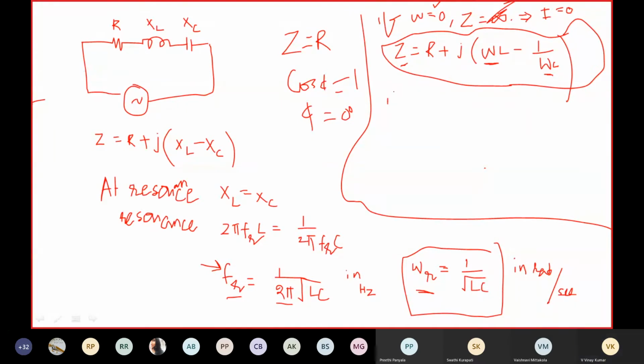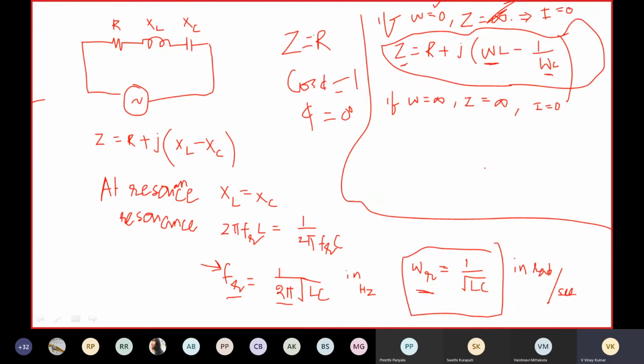Now, if omega is equal to infinity, what will be Z? Again, Z will be infinity, because R plus j into infinity minus 0 means again Z will be infinity. Means again the current will be 0.